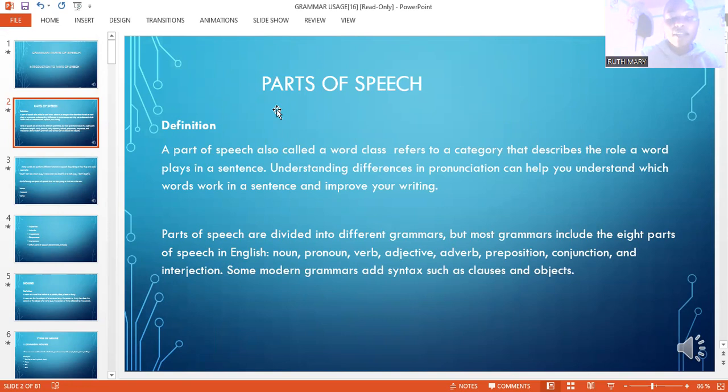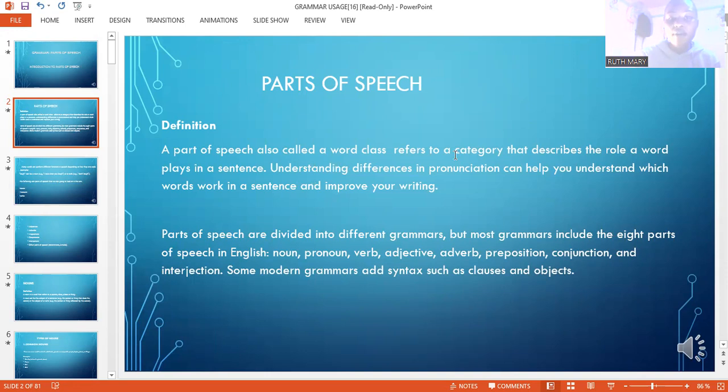A part of speech, which is also called a word class, refers to a category that describes the role a word plays in a sentence. Understanding the differences in parts of speech can help you understand which words work in a sentence and improve your writing. Parts of speech are divided into different categories, but most grammars include the 8 parts of speech in English.